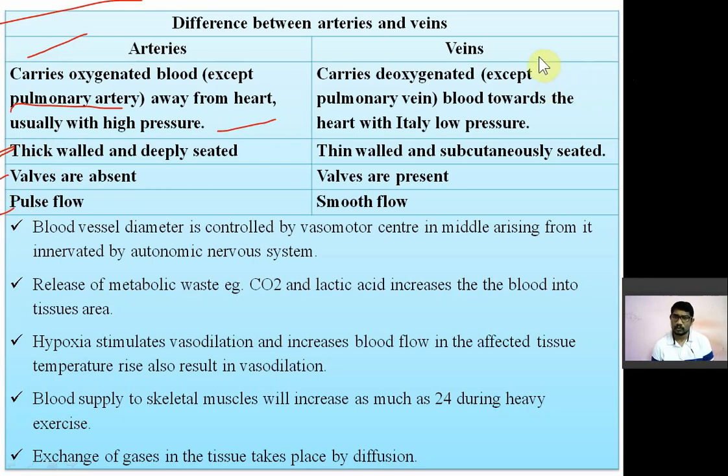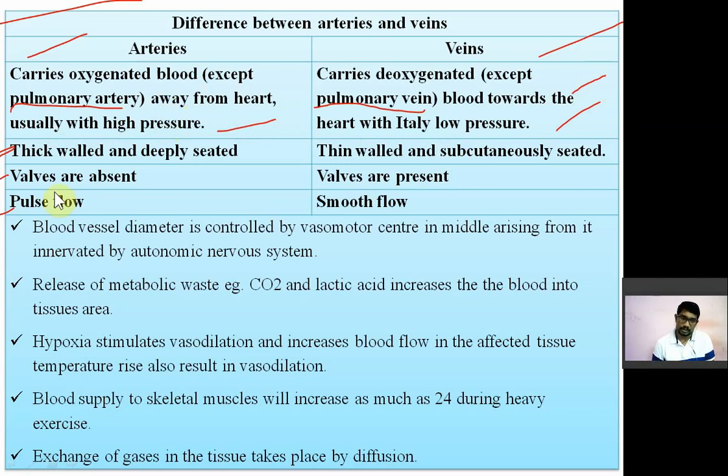Now veins carry deoxygenated blood towards the heart. Okay, and it is at low pressure. Okay, low pressure. Exception क्या है यहाँ पे? Arteries. Okay, normally veins will carry deoxygenated blood, but this pulmonary vein carries oxygenated blood. ये क्यों होता है? क्यों ये कैरी करते हैं? So remember, arteries carry oxygenated blood except pulmonary artery, and veins carry deoxygenated blood except pulmonary veins. Okay, but veins में pressure क्या होता है? कम होता है. They carry the blood towards the heart with a low pressure. Arteries carry the blood away from the heart with high pressure.